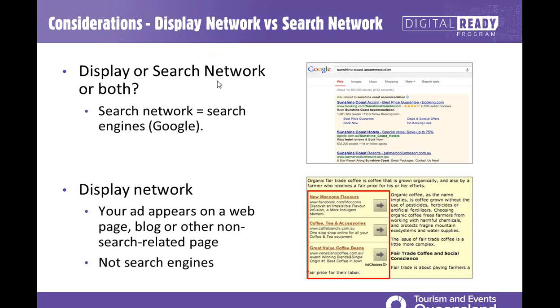So the search network, if you choose search network, your ad will appear on a search engine results page here. So it's directly related to somebody typing in a search term. So your ad appears right when someone's looking for you, if you've chosen your keywords correctly. Okay, so that's search. Display network is different. Your ad will appear on a web page or a blog or another non-search related page. So it doesn't come up on a search engine results page. It comes up on someone's website or their blog, not search engines.